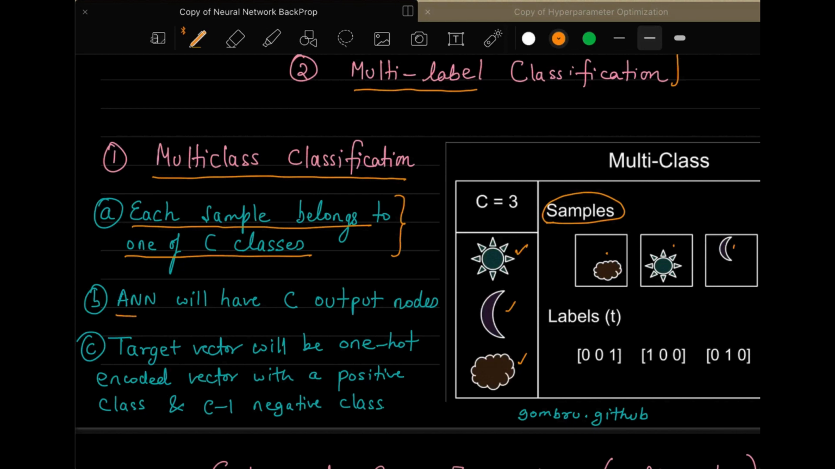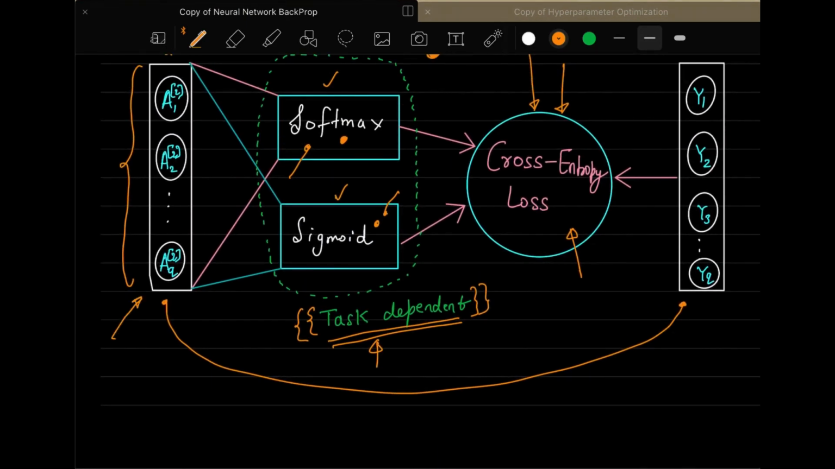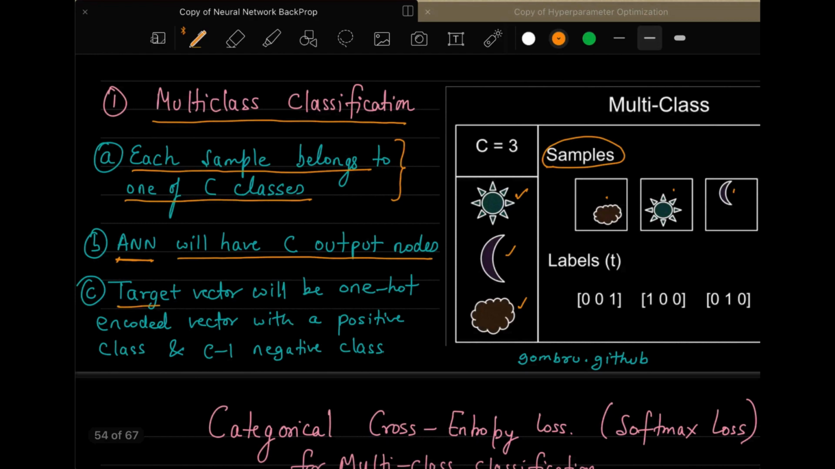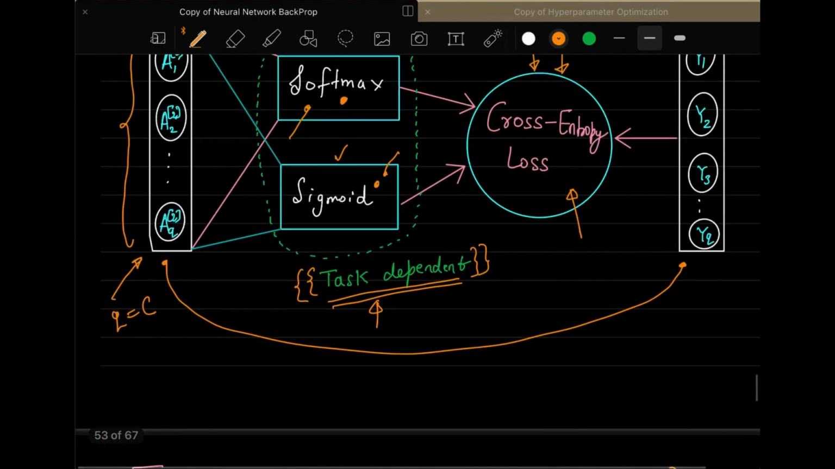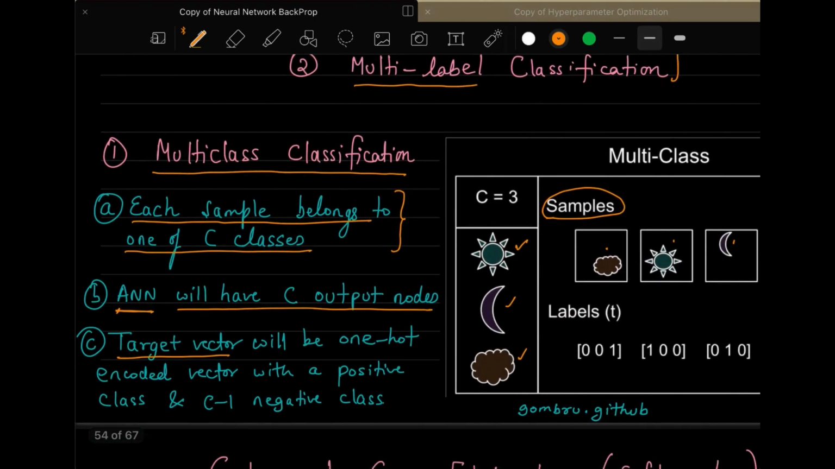The artificial neural network, that is the neural network we are discussing, will have C output nodes. So here as you can see we have Q nodes. So that Q is actually C in this particular situation which we are discussing. So these nodes will be C or Q. And the target vector, this particular vector which we are calling the target vector, is always available to you. So this target vector will be one hot encoded with a positive class and C minus 1 negative classes.